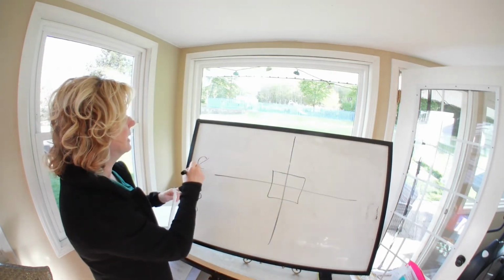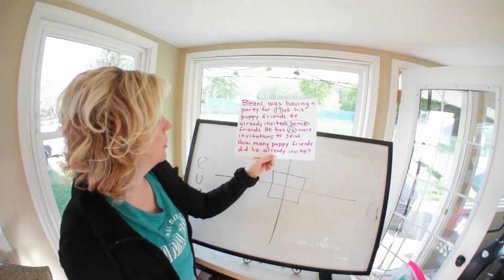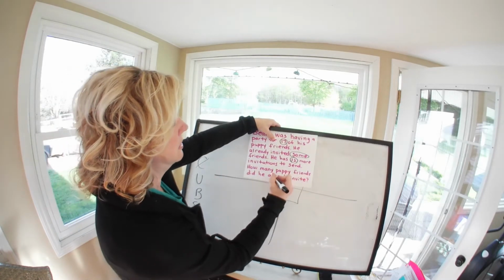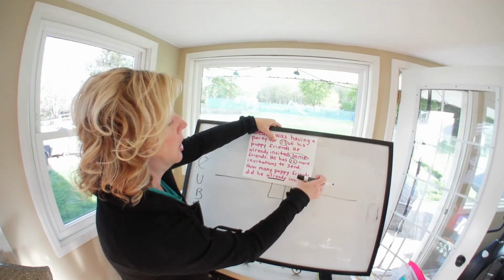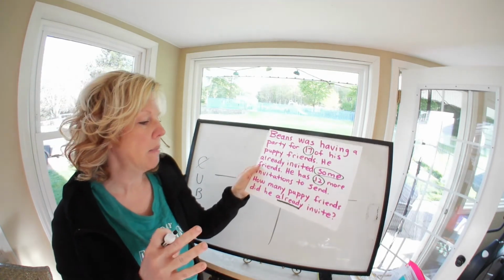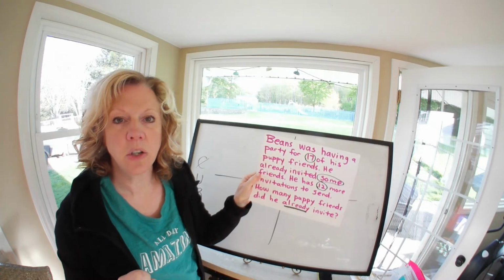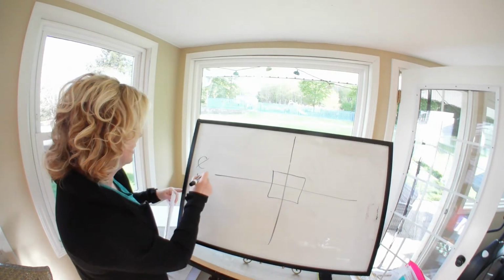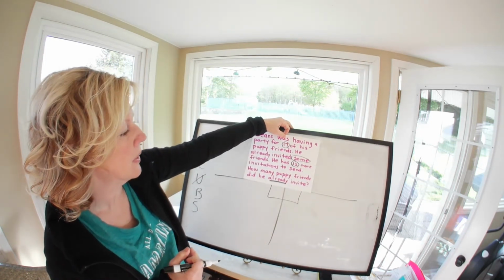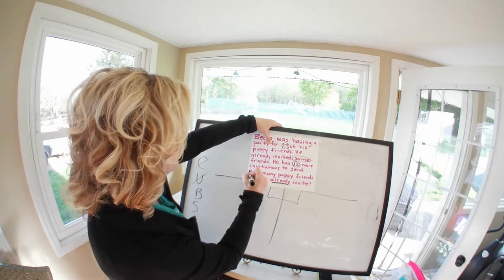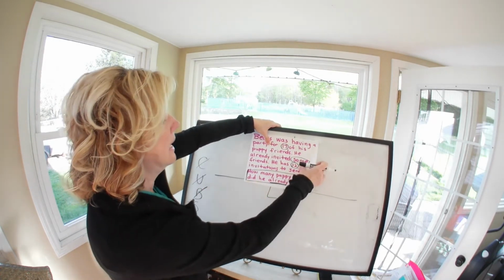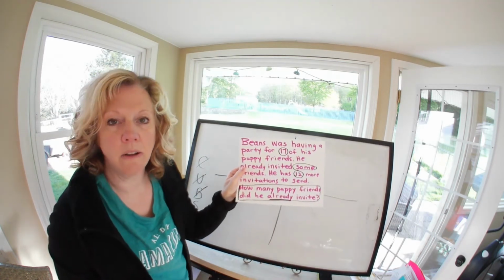So let's go ahead and cross off our C. Now, if we read our question, it says, how many puppy friends did he already invite? So I want you to see that I'm underlining already, because that means that we're trying to figure out how many he gave invitations to, okay? So let's cross this out. Now we'll go ahead and box the question. So here we are, we're going to box our question. Cross off the B, and now we can go ahead and solve our problem.